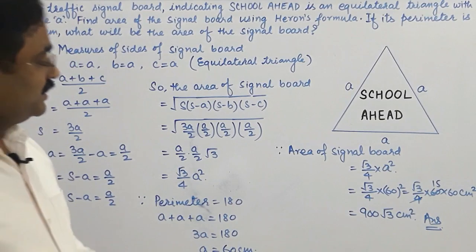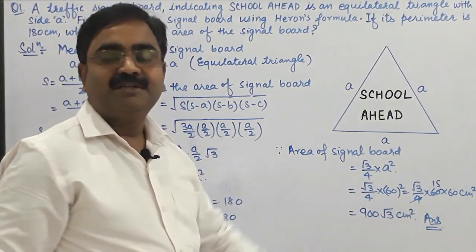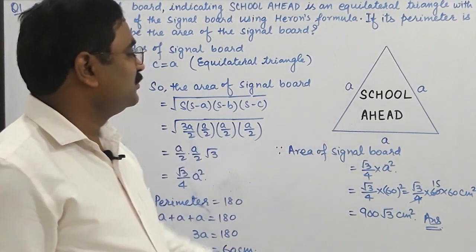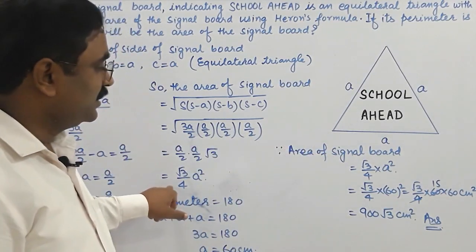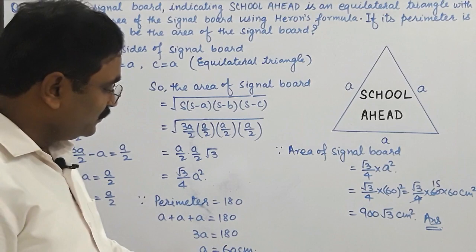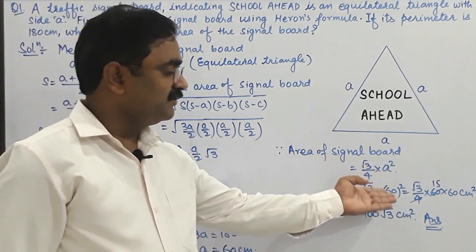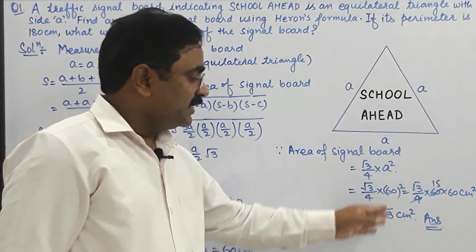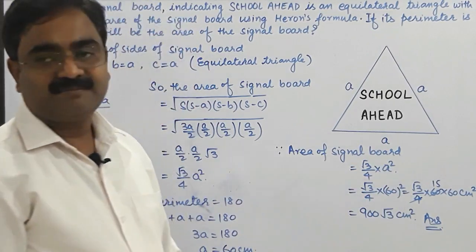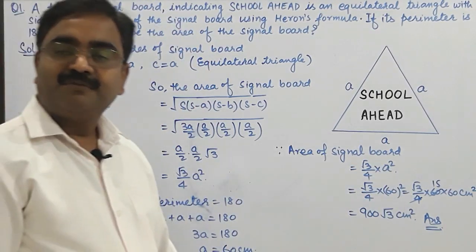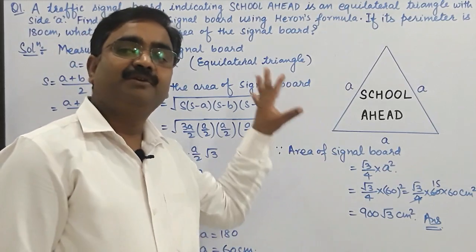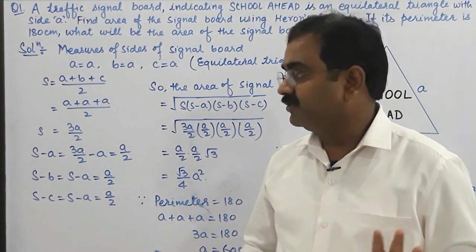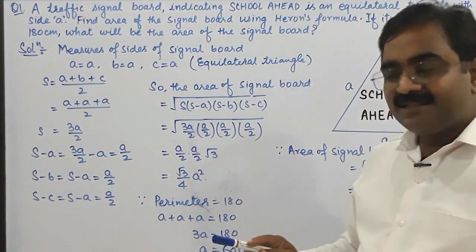So 900 root 3 centimeter square is the area of this signal board by using this formula, right? After getting the value of a, we have substituted the value of a here, root 3 by 4 into a square, and we got the answer. Any problem? If you are facing any problem in any of the steps, you can comment in the comment box. Once again see the explanation.